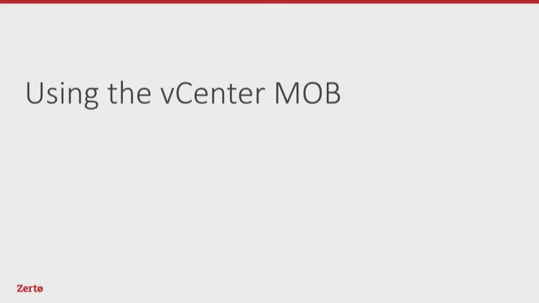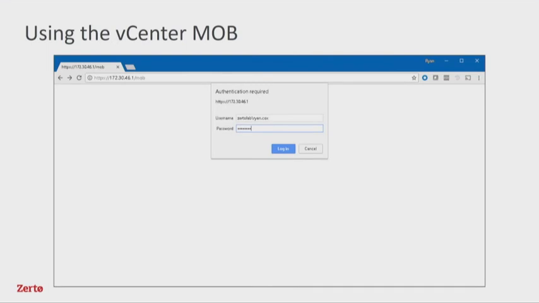So if you haven't used the Managed Object Browser before, this is at least what the initial screen looks like. There's no specific permissions that you need to grant to get access to the Managed Object Browser. If you've got a vCenter instance and you've got an account, then you can log into it. If you have read-only access, that's enough.